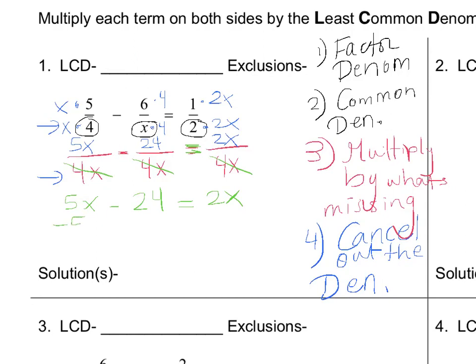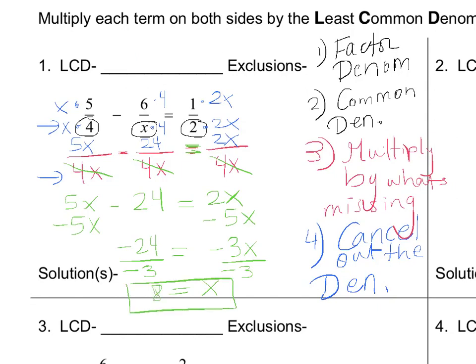And then what do you do? You can subtract 5x. 2 minus 5 is negative 3x equals negative 24. And then you divide by negative 3, you divide by negative 3, so x would be negative 24 divided by negative 3, which is 8, and that would be your final solution.